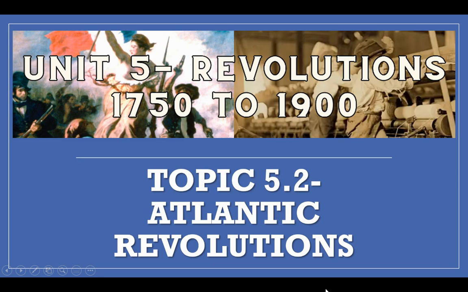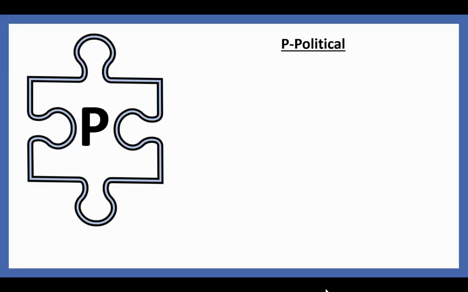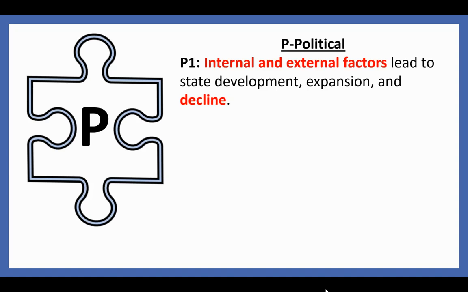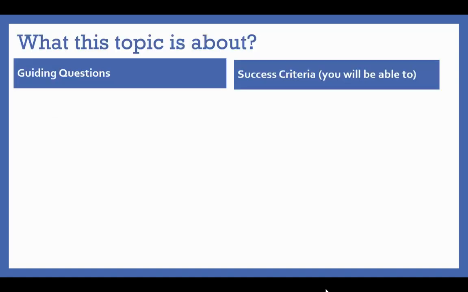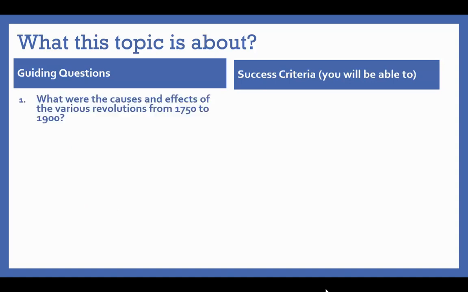Okay, so this is the second video for topic 5.2, the Atlantic Revolutions. And in this topic, we're focusing on two things: the internal and external factors, meaning the Enlightenment and nationalism, that led to the revolution in the first place, and how these states, after their revolution, adopted an enlightened government. So ultimately, this topic is about the causes and the effects of various revolutions.